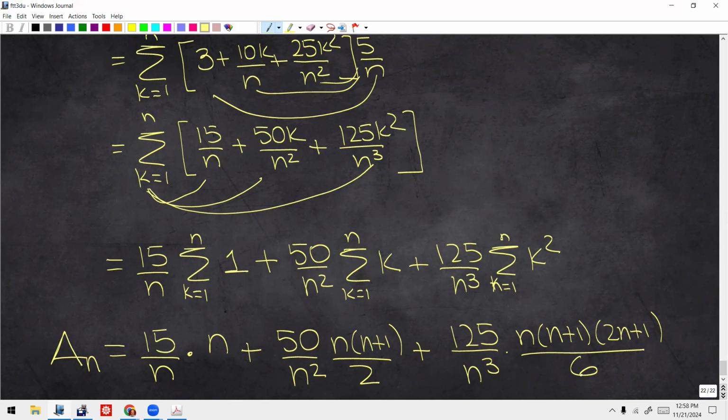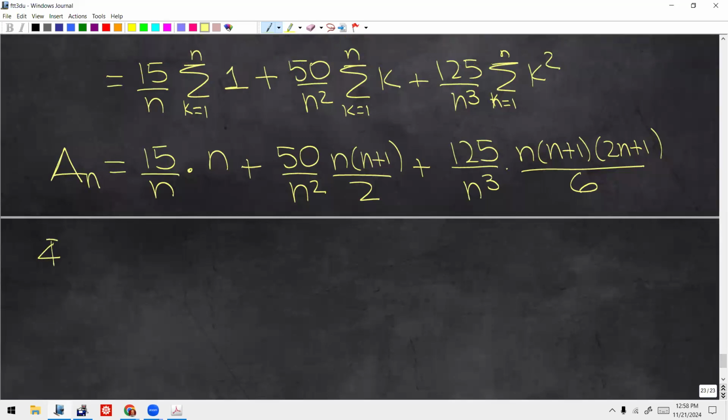So for example, if you had 5 rectangles, you would replace n with 5, and that'll give you a good approximation. It won't give you the exact area, but if n is 100, you would replace n with 100. Is that okay? So that's all we are doing.